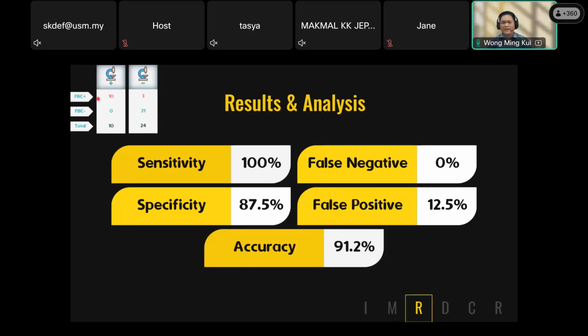We can see that it has 100% sensitivity. Sensitivity is 10 divided by 10. Specificity is 87.5%, 21 divided by 24 here. So we have 0 false negatives, and the false positive rate is 12.5%. Overall accuracy is 91.2%.